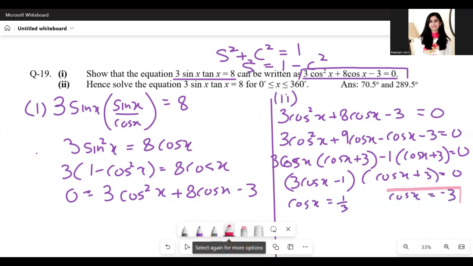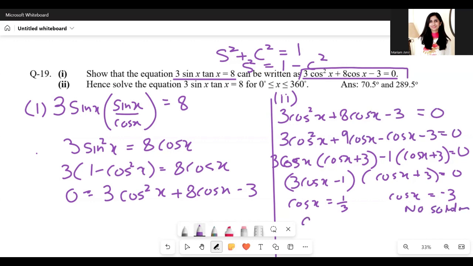Even if you try to solve this in the calculator, you'll get a math error, and we'll discuss more about that when we study graphs of trigonometric equations. So for now, since this gives a math error, you write no solution next to it. This part cannot be solved.